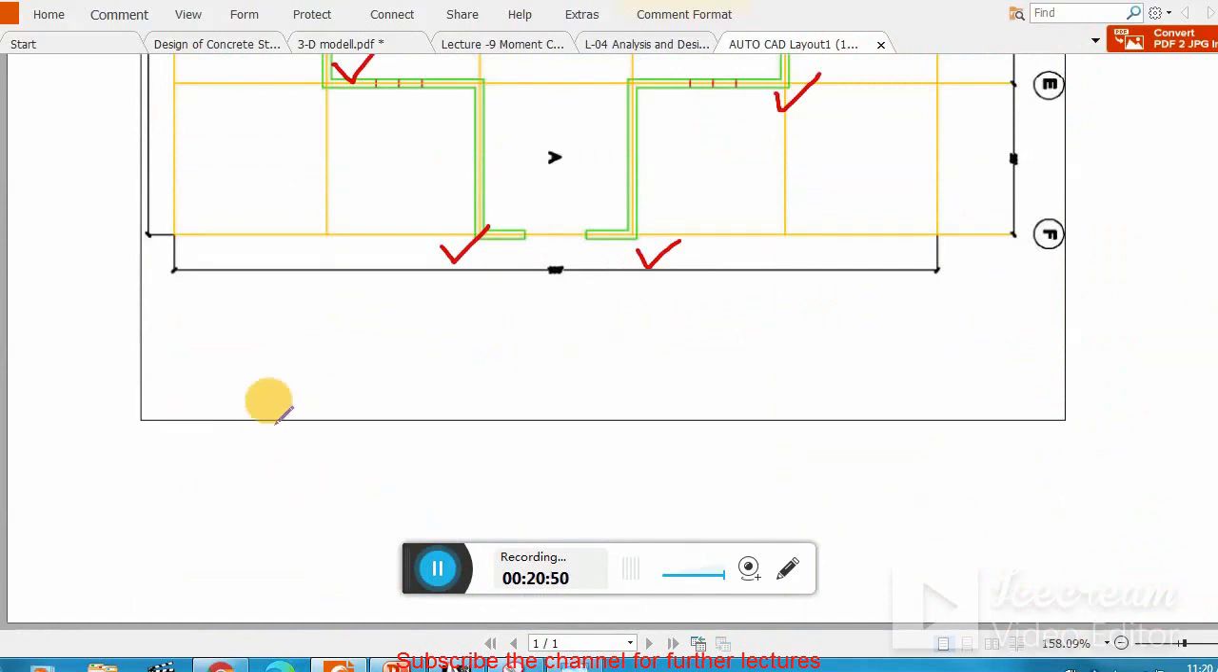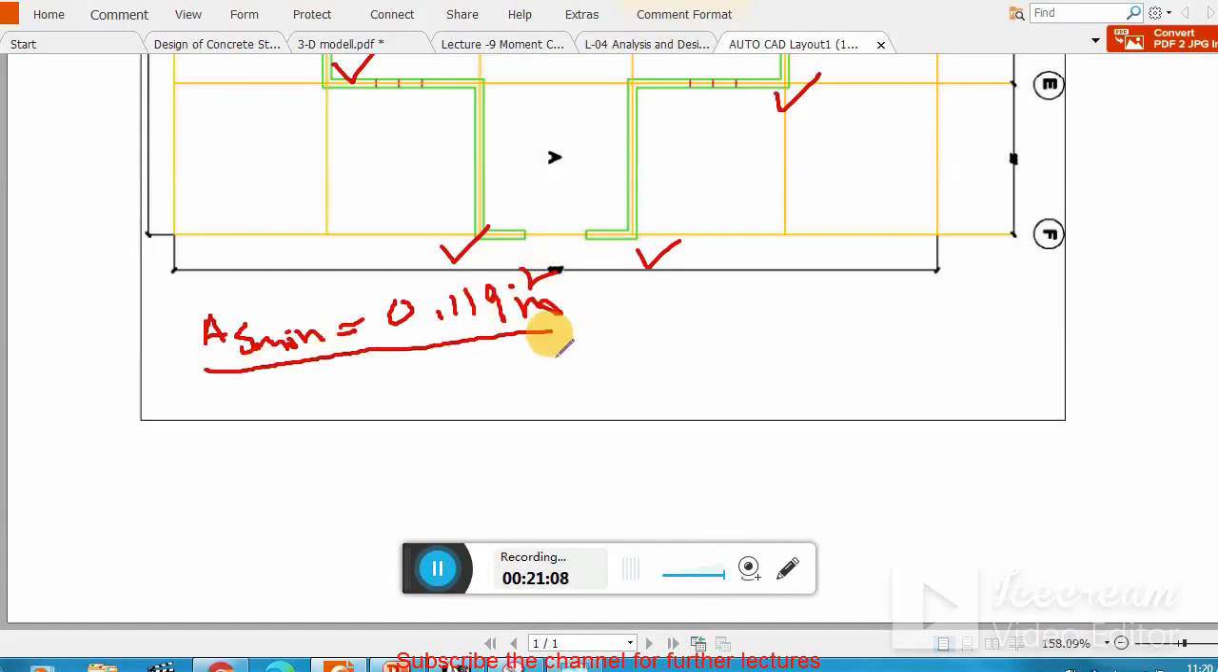For example, if I use, let's say, As minimum. As minimum is 0.119 square inches. Now I am using this value because my calculated As is less than this one. So now once I calculate spacing for this steel area, that is area of bar divided by As minimum, that is 0.119 times 12. So let me calculate.